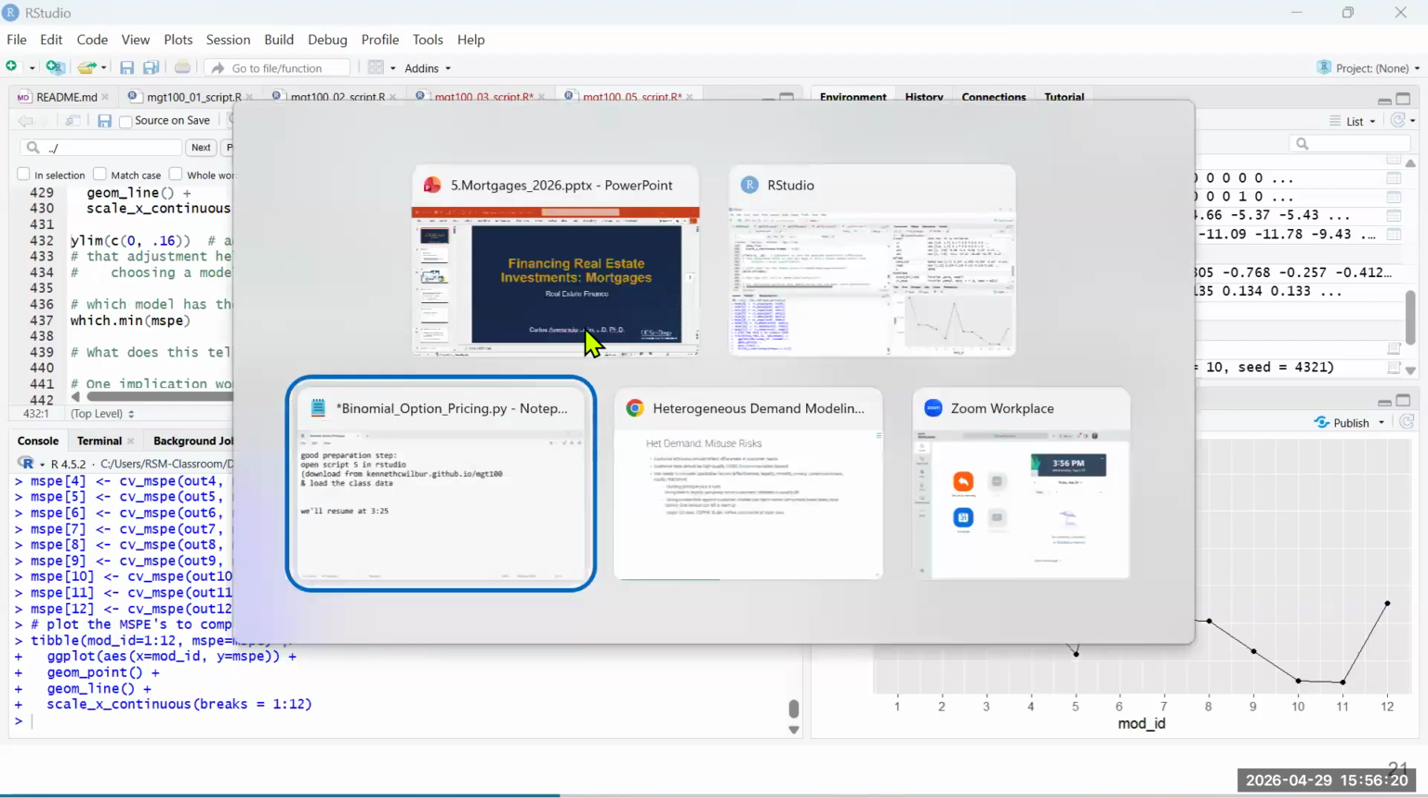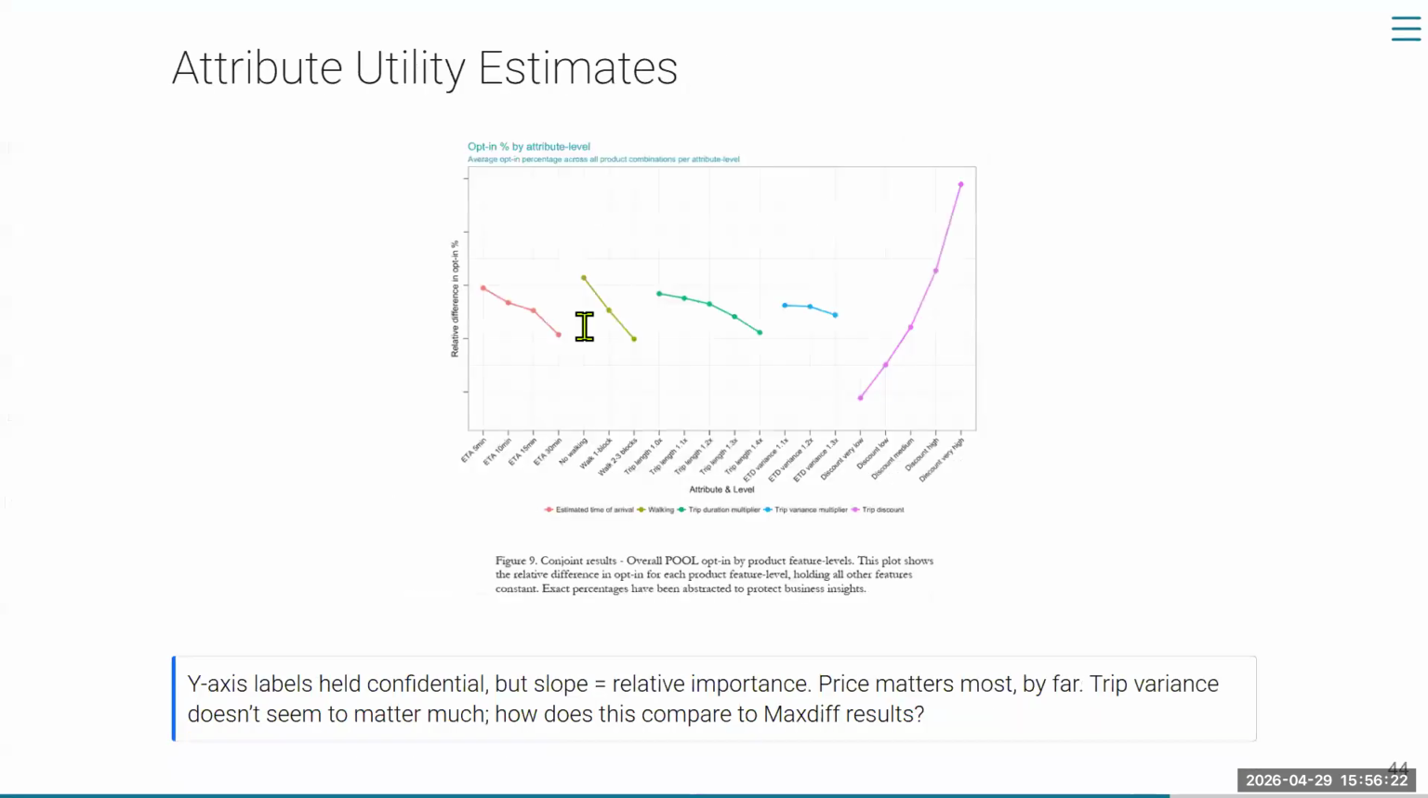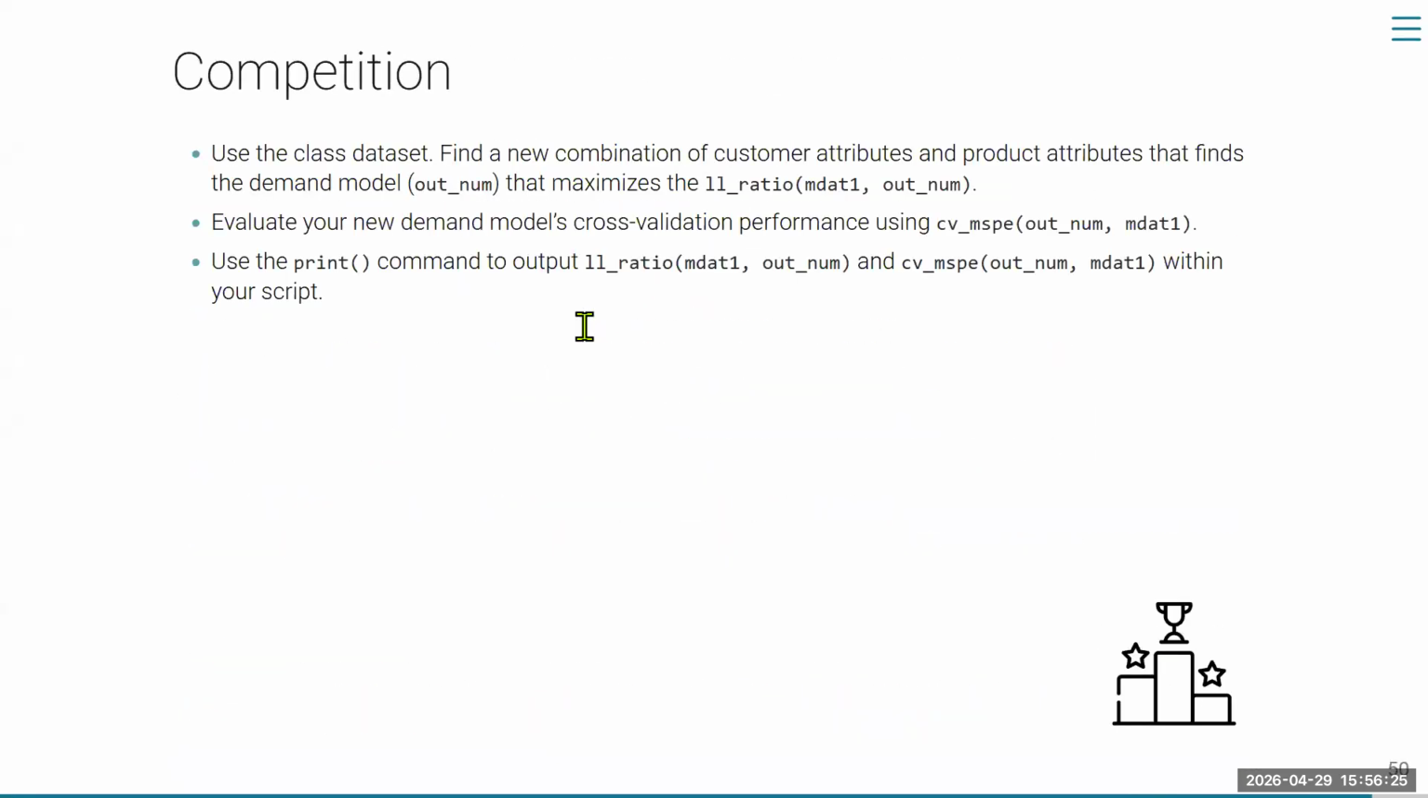So what I'm going to invite you to do in this week's competition is to try to find a new combination of customer attributes and product attributes that maximizes the likelihood ratio stat, and then evaluate that model's cross-validation performance. So this is going to have an objective correct answer. I don't know if a lot of people are going to find it. If a bunch of people find the correct answer, then we may not have any winners, because to win, you have to stand out from the pack by definition. So we'll see how this goes.